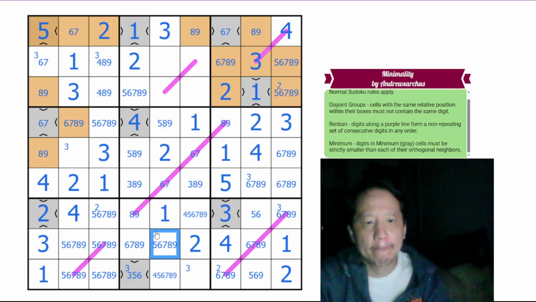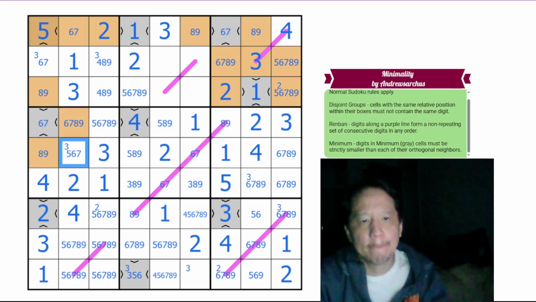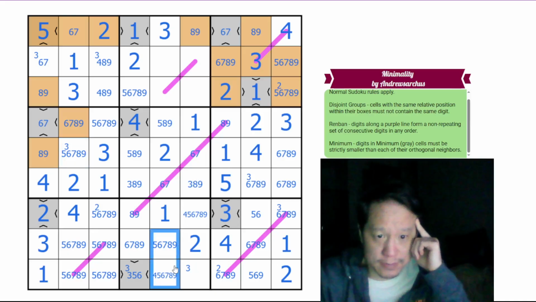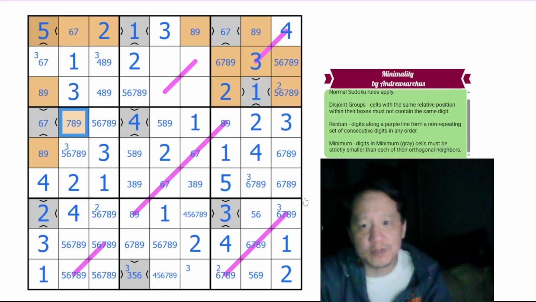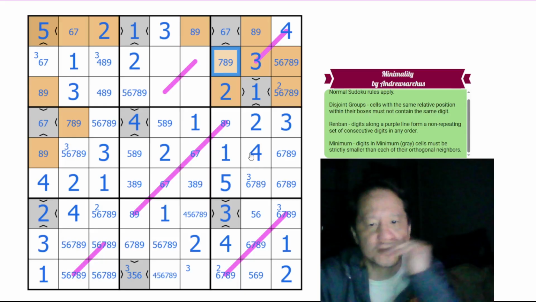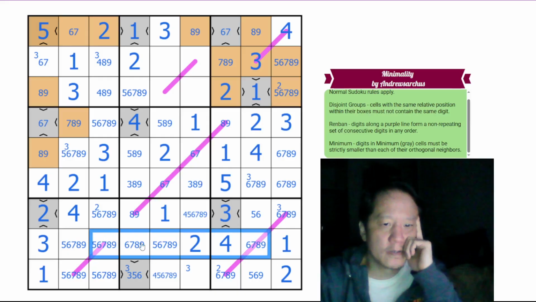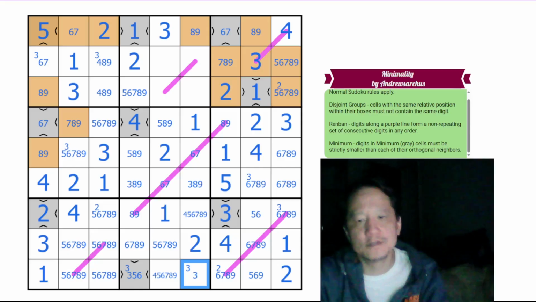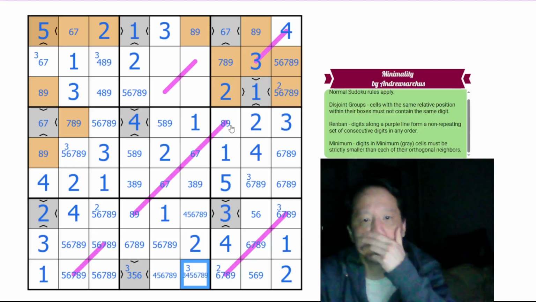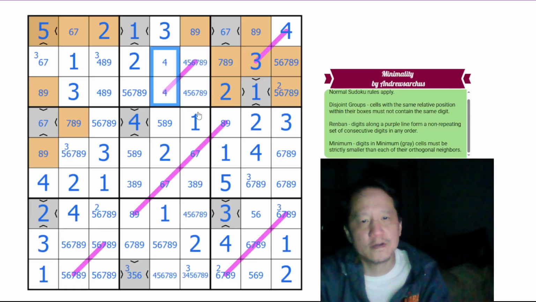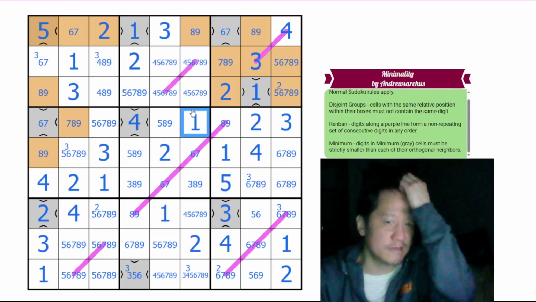So 4 has to be one of these two. Okay. Ugh. Okay, this can't be 6 because it has to be greater than 6 or 7. This can't be 6 for the same reasoning. This is 3, 4, 5, 6, 7, 8, 9. This is 4 through 9. 4 through 9. Ugh.